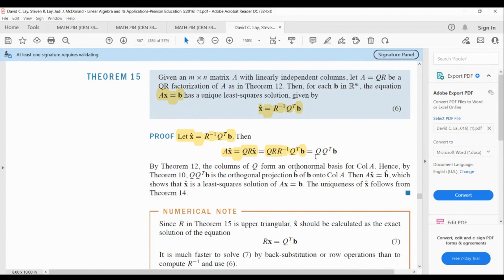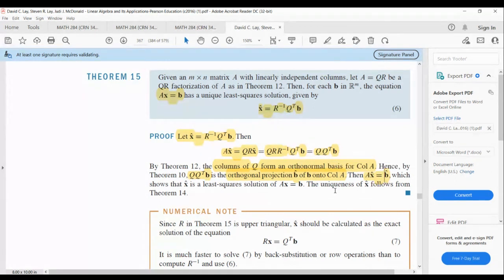But R times R inverse is the identity, so that's going to get us Q times Q transpose times B. But keep in mind the columns of Q form an orthonormal basis for the column space of A. And you learned in Theorem 10, back in section 6.3, that Q times Q transpose times a vector B is the orthogonal projection of the vector B onto the column space of A. And therefore A times X hat would equal B hat.